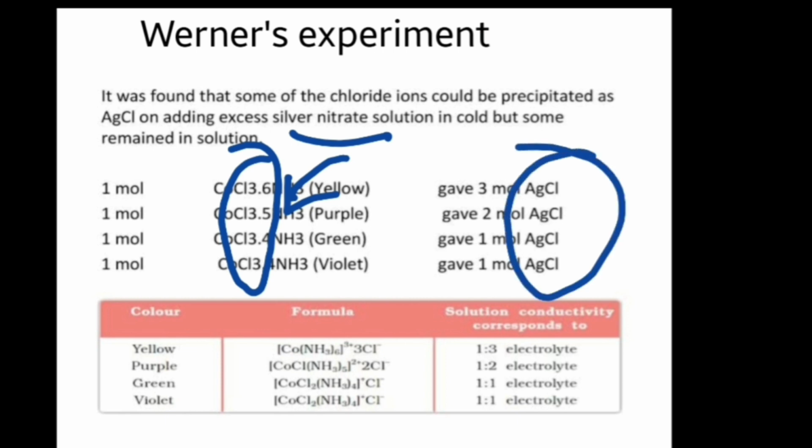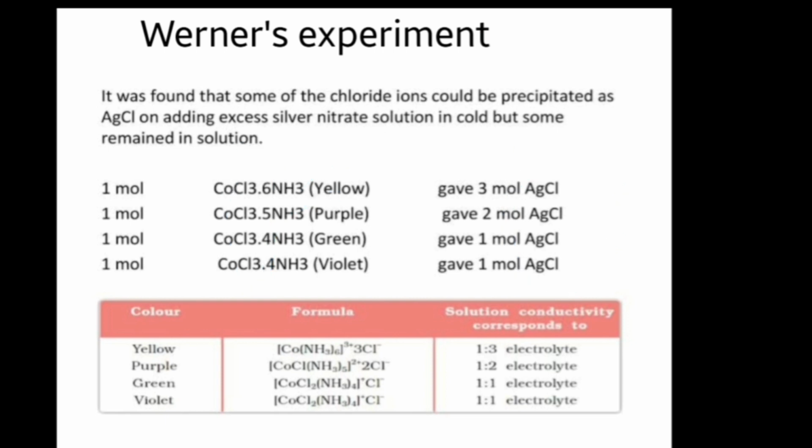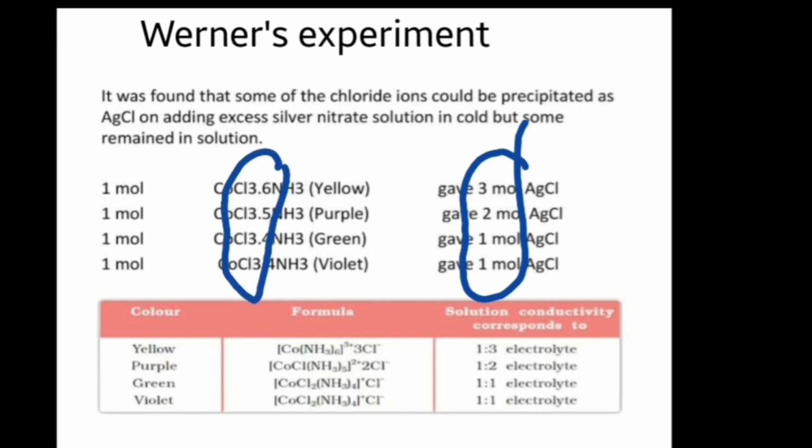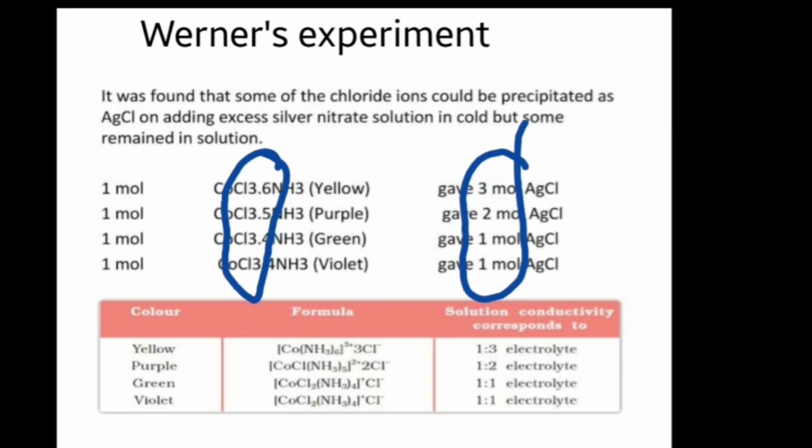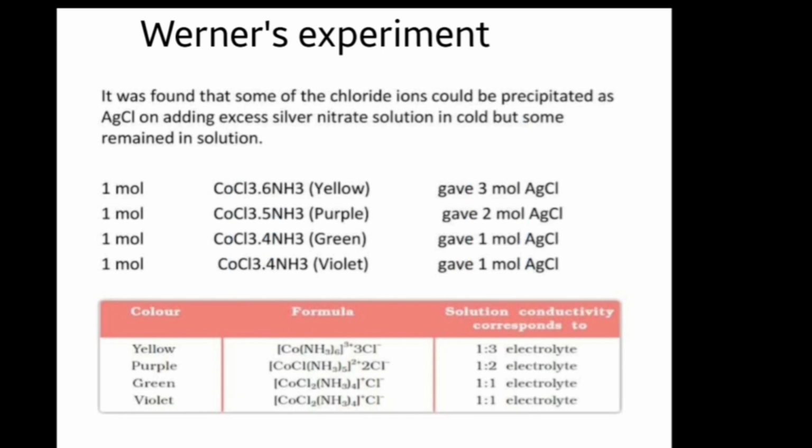Now in this particular experiment, there is a difference in the number of moles of AgCl precipitated. If you see, in all these complexes there are 3 Cl, but the number of moles of AgCl precipitated is different. So why is it different? What is different in all these four complexes?